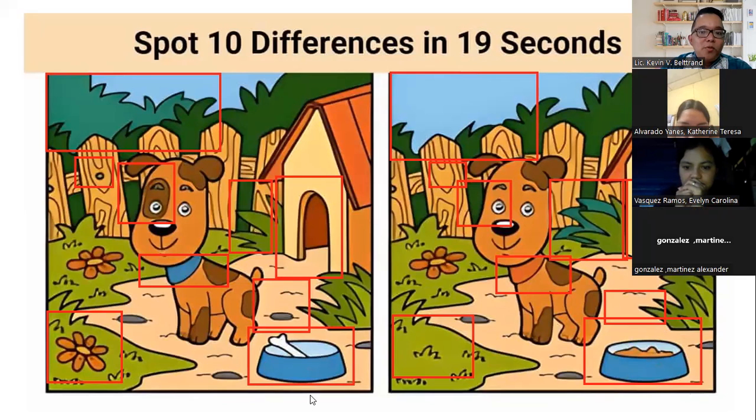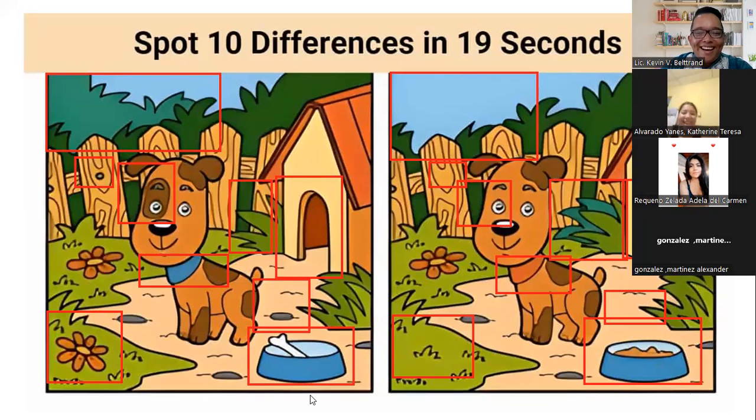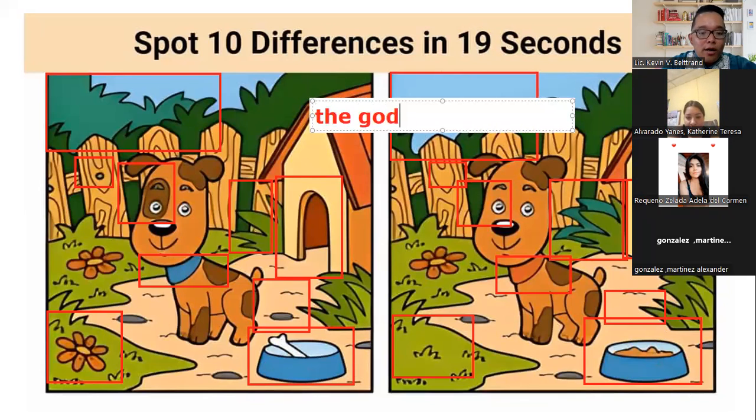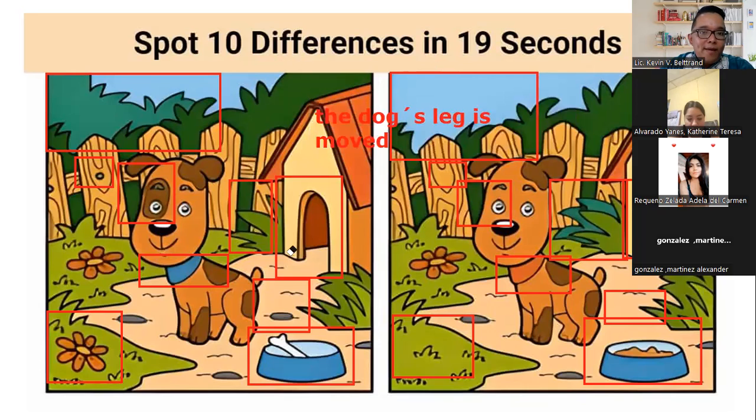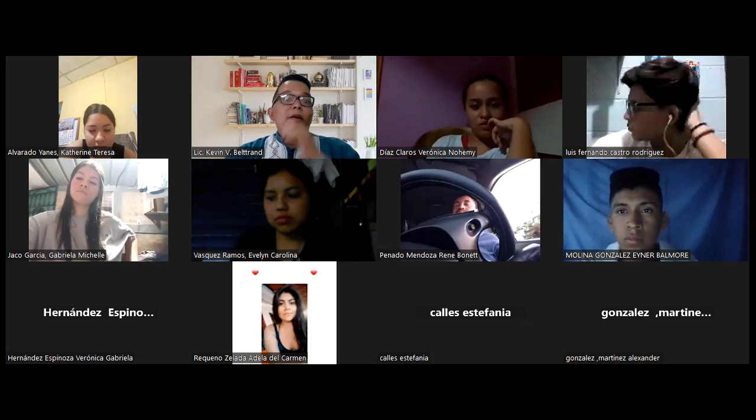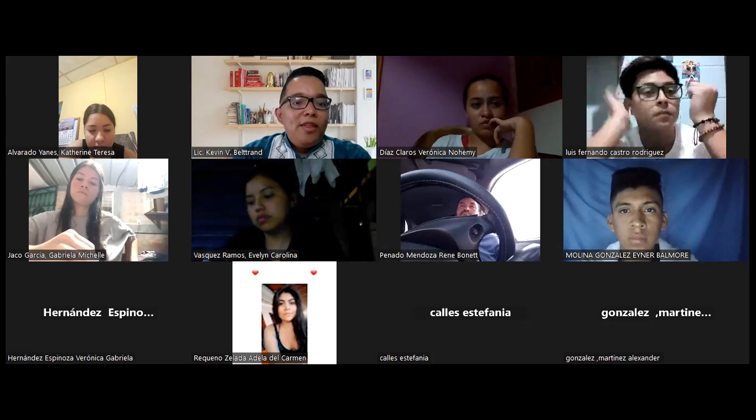There is one more. What's the difference? What's the only difference that is still missing here? ¿Cómo se dice que la patita del perro está inclinada? All right. Excellent. The leg. We can say the dog's leg, okay? The dog's leg is moved, all right? The dog leg is moved. Let's see, that is correct. Look at this, excellent. Very good, all right. Okay, all right, very good. Let's stop right here. Very good, you have a good idea on the difference here.